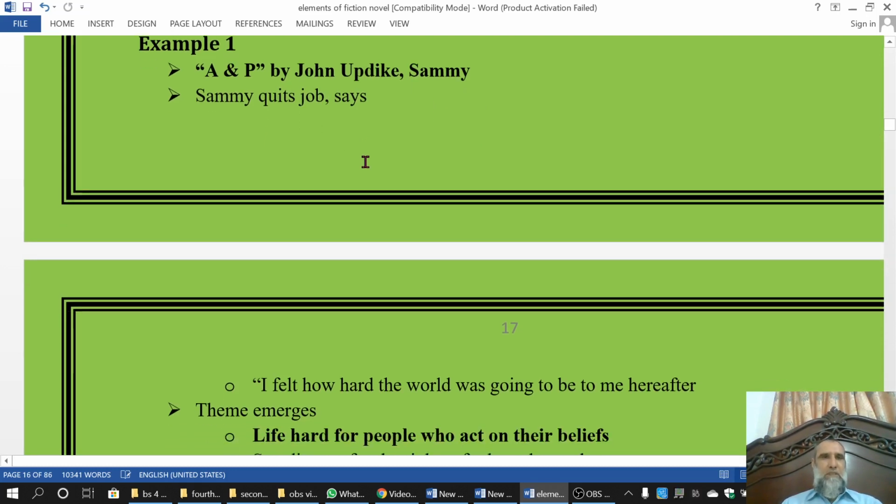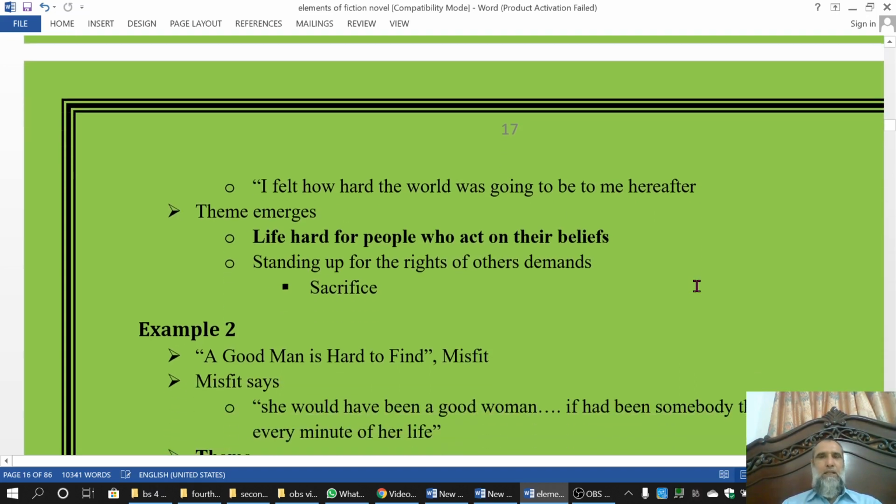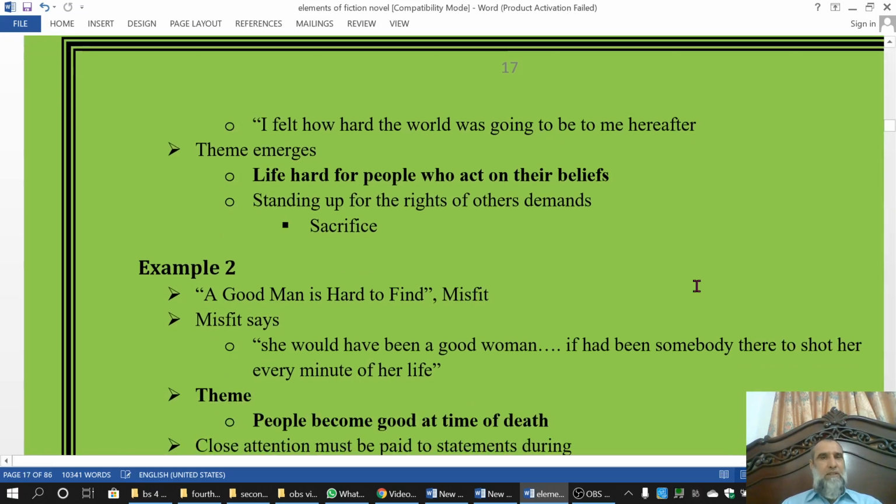This is the summary of the story, that Sammy quits the job, and when he quits the job he says this: I felt how hard the world was going to be to me hereafter. The world is going to be hard on him because he would now not have a job, and when he doesn't have a job he would not have money to buy things for himself, and this is very difficult for him. So the theme emerges that life is hard for those people who act on their beliefs.